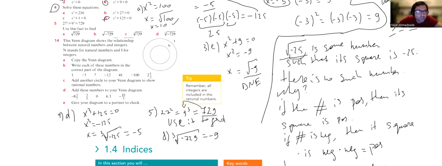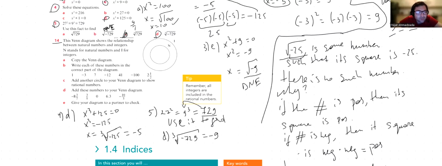And let's do question number 14. So 5 we also did. We did this one, and this one will be just 9. This one does not exist because it's a square root of a negative number, so it does not exist.